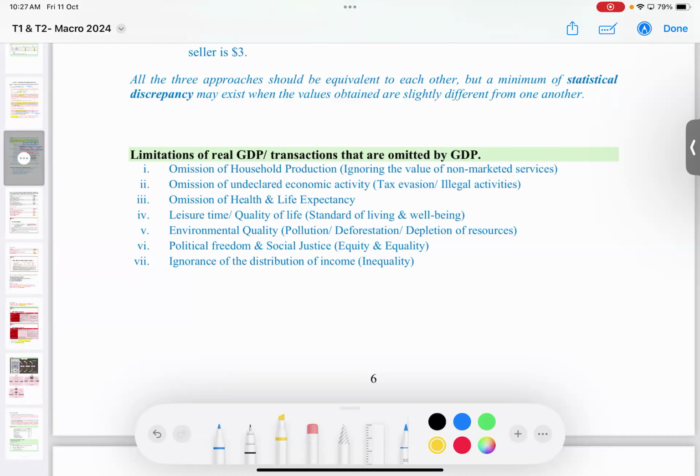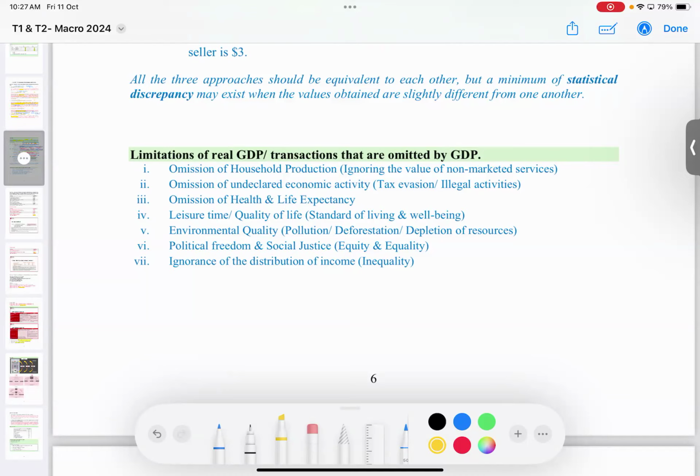But we cannot generalize it all the time. There could be limitations. There are things that cannot be quantified, and therefore they are not reflected in GDP. For example, the pollution level of the country is not being taken into account. What type of goods and services they are producing is also not reflected in GDP. So here we provide some limitations.